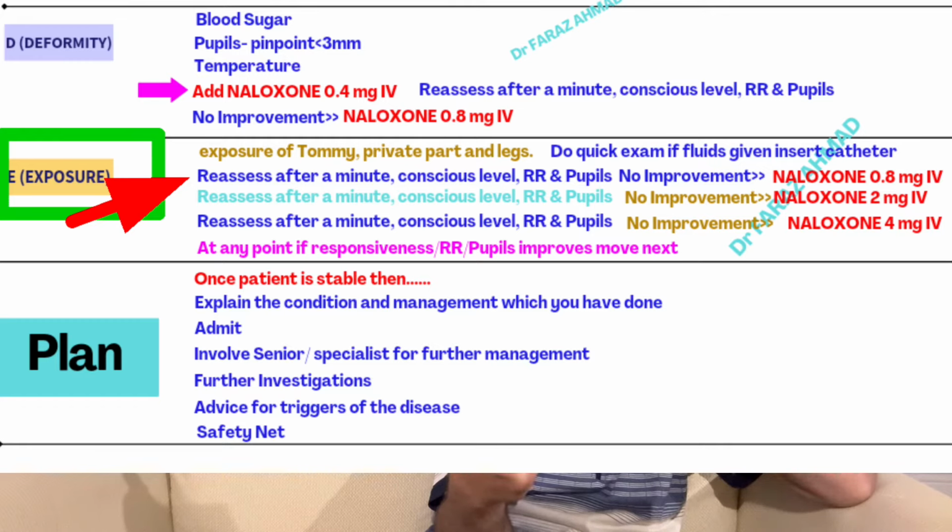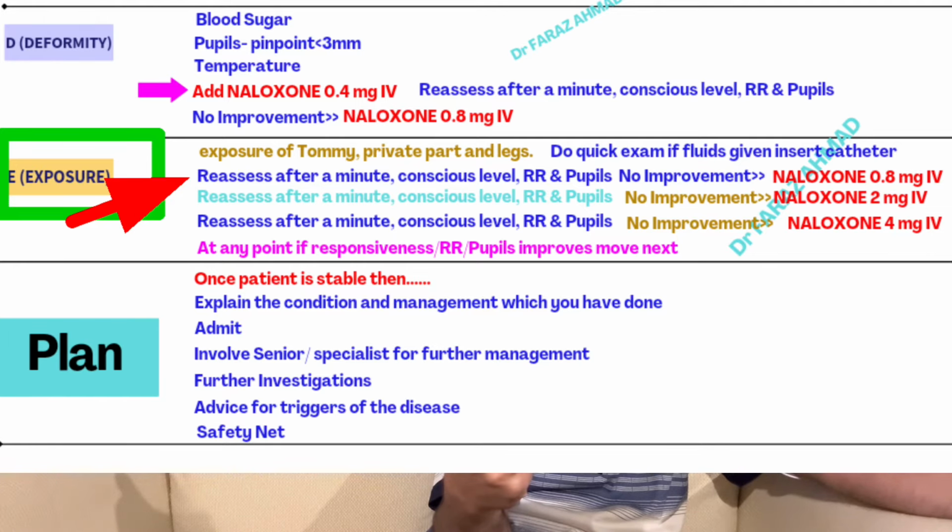If there is any improvement, that's good. If no improvement, then you will repeat naloxone 0.8 milligram IV. Then you will say, I assume that 1 minute has passed. I'm going to reassess the patient's consciousness, respiratory rate and the pupils. No improvement, naloxone 2 mg IV. Then you will say, assume 1 minute has passed and I am going to see the respiratory rate, consciousness level and the pupils. If there is no improvement, give 4 milligram IV.